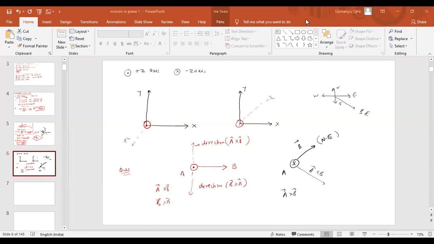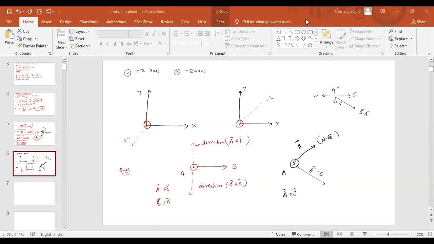Okay, so this is north, east, west, south. You can see this sign. Can you see this? This is your north. This is your east. This is south, and this is west. Okay, fine. Now where is the B vector?